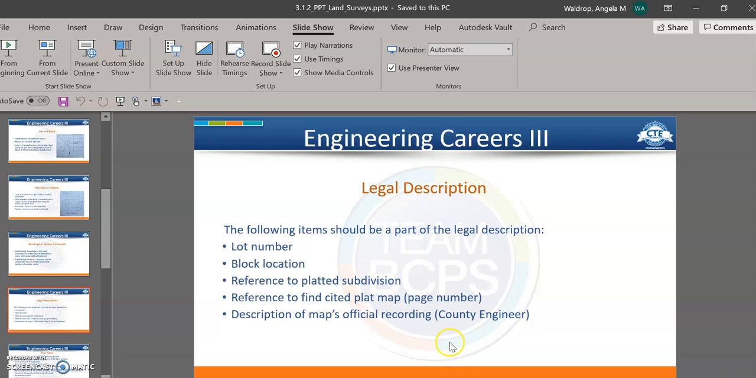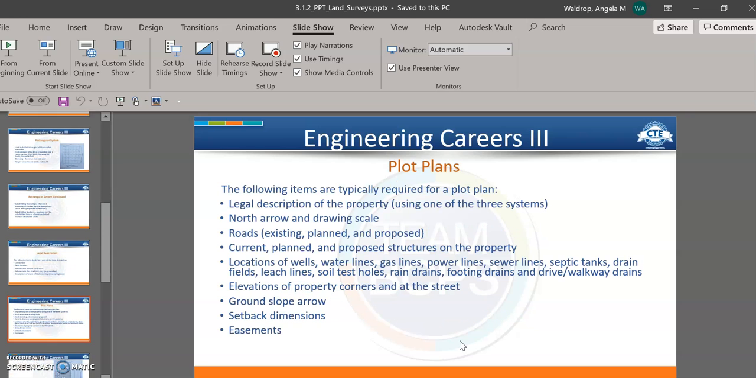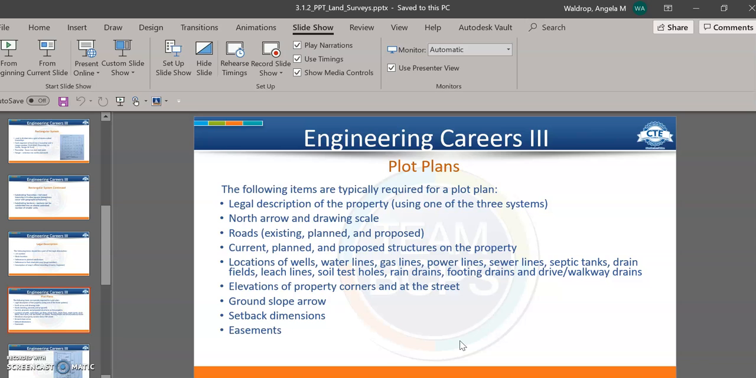When you have the property surveyed, you must also provide a legal description. On this slide, you can see that these are the items that are required for that legal description. The next thing we'll discuss will be plot plans. These drawings are where the properties are described and noted on paper. Usually when you purchase a home or land, you will get a copy of the plot plan at settlement. These are the items that are required for the plot plans.